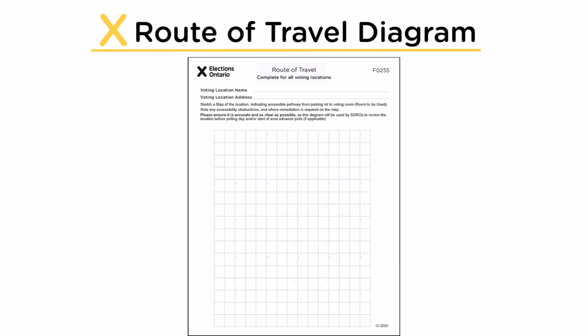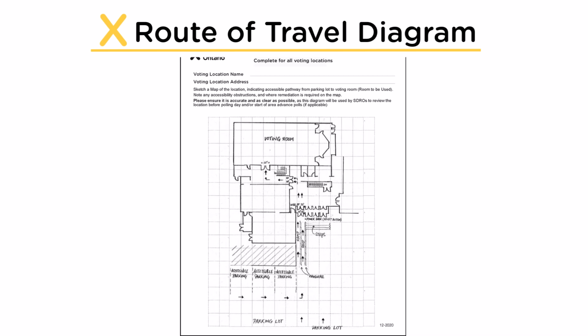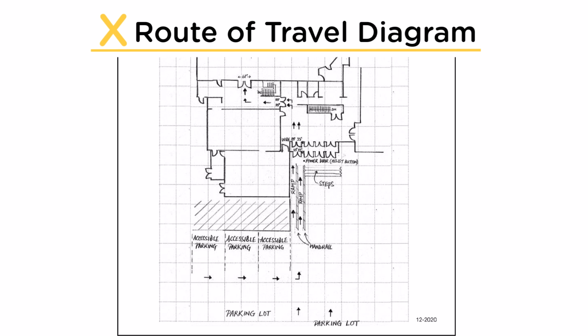The next section of the voting location checklist, F0255, is Route of Travel. Draw a clear diagram of the accessible route, as agreed upon with the landlord. Indicate any accessibility issues, and where remediation is required. Include all existing ramps, stairs, and doorways along the route, and any measurements.